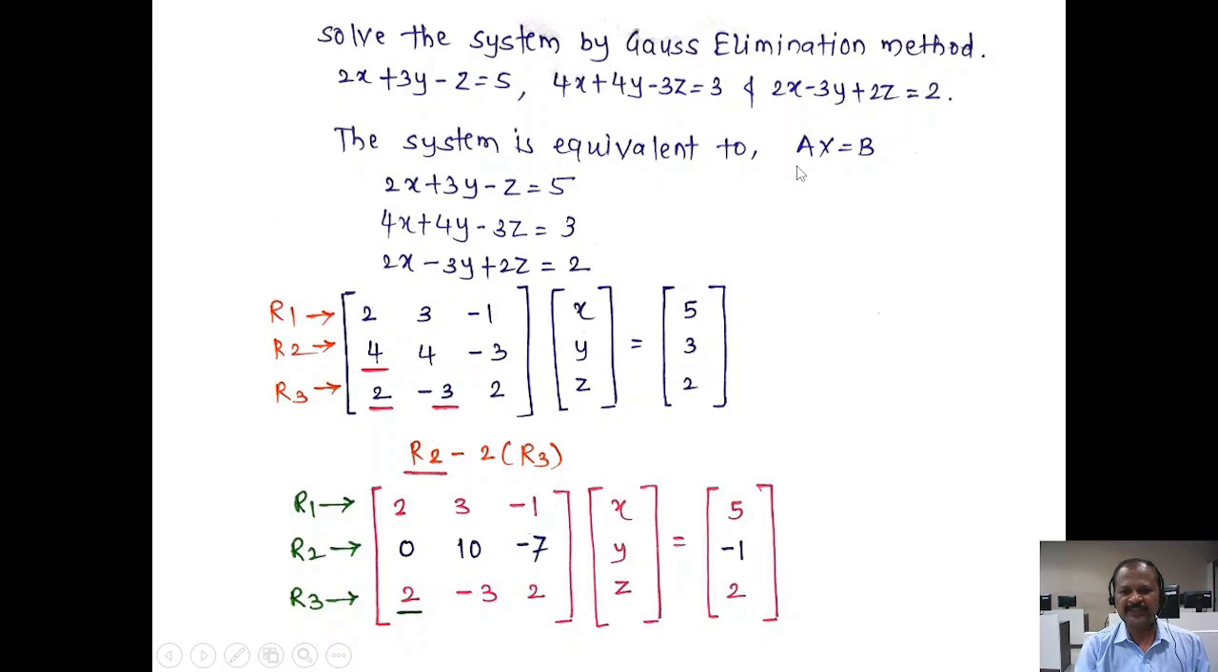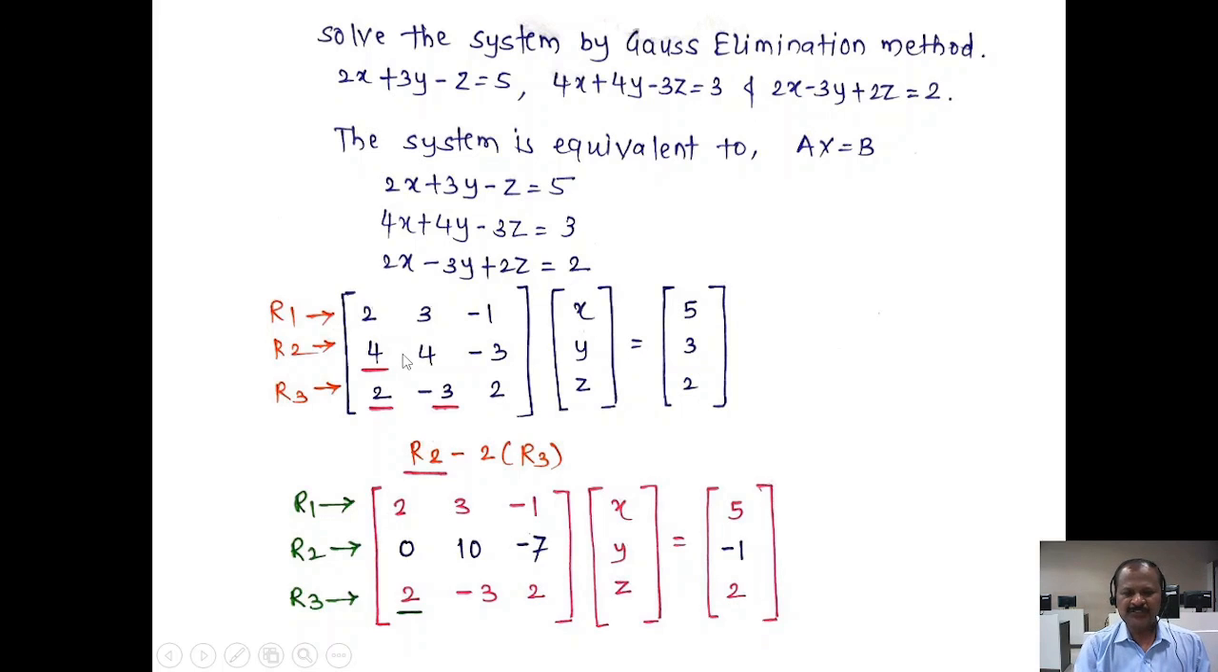Now the system is equivalent to AX is equal to B. Now we have to write the A matrix, X matrix and B matrix. So first you can write the A matrix. The first column is the coefficient of x: 2, 4 and 2. Then the coefficient of y: 3, 4, minus 3. Then the coefficient of z: minus 1, minus 3 and 2. Then the X matrix, three variables x, y and z is equal to the constants b1, b2 and b3. So it is 5, 3 and 2.